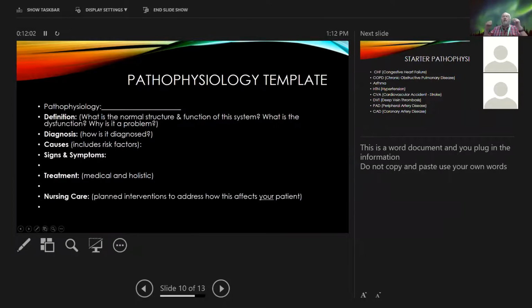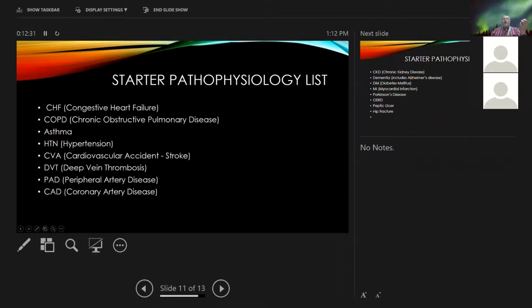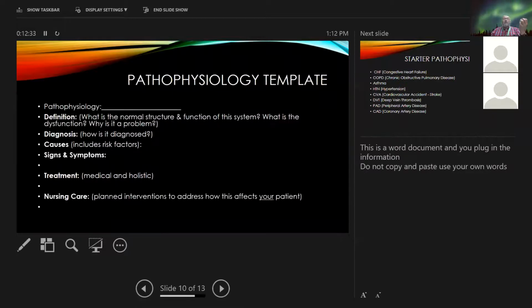So this is the template right here that you can download and you want to take and put right up here. The pathophysiology, what are you going to look at? CHF, stroke, whatever, okay? Then you want to define it, definition, and then diagnosis. How is it diagnosed? The causes, the signs and symptoms, the treatments, nursing care, okay?